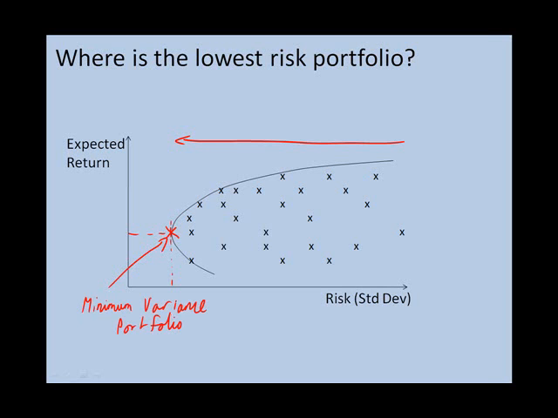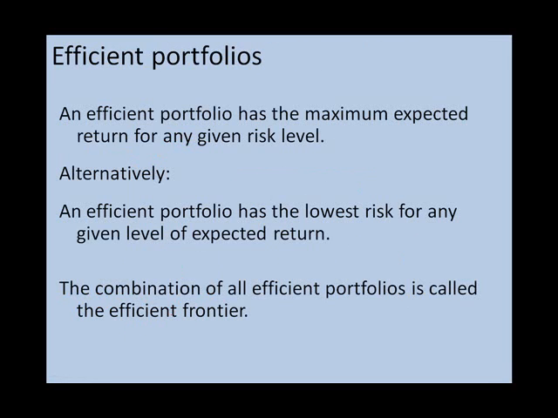So far, it doesn't look like Markowitz has done anything that's particularly clever. He's recognized that you can plot all the combinations of assets in terms of their expected returns and risk on a diagram, and he's shown where the minimum variance portfolio is. The next insight was about efficient portfolios. An efficient portfolio has the maximum expected return for any given risk level. Or alternatively, an efficient portfolio has the lowest risk for any given level of expected return. And the combination of all efficient portfolios is called the efficient frontier.